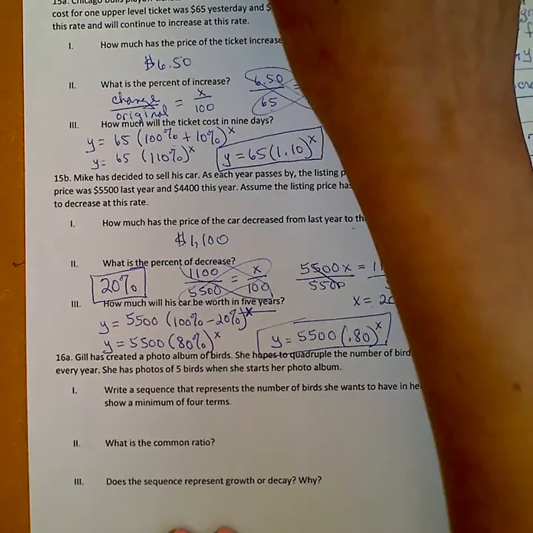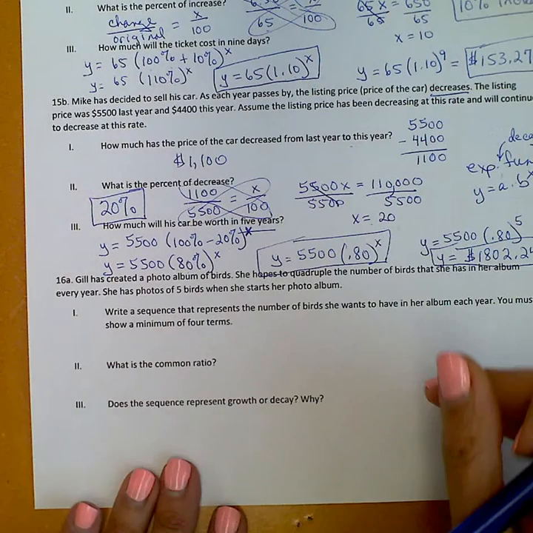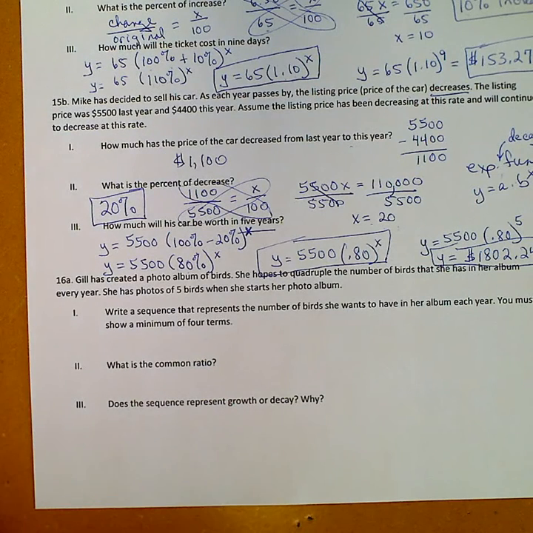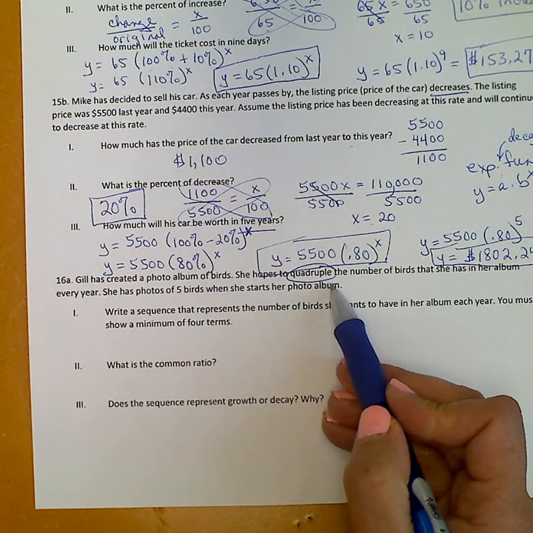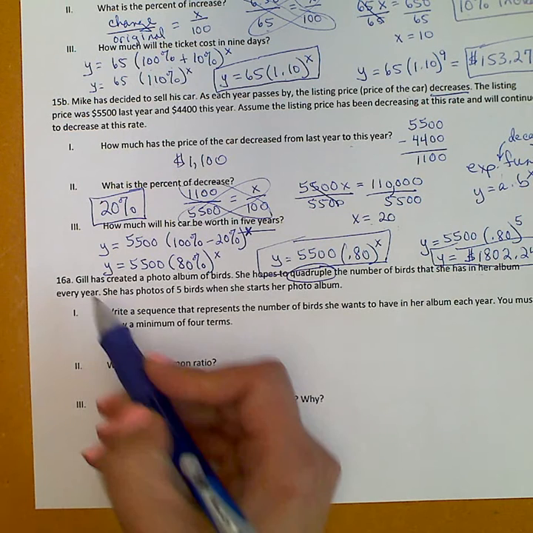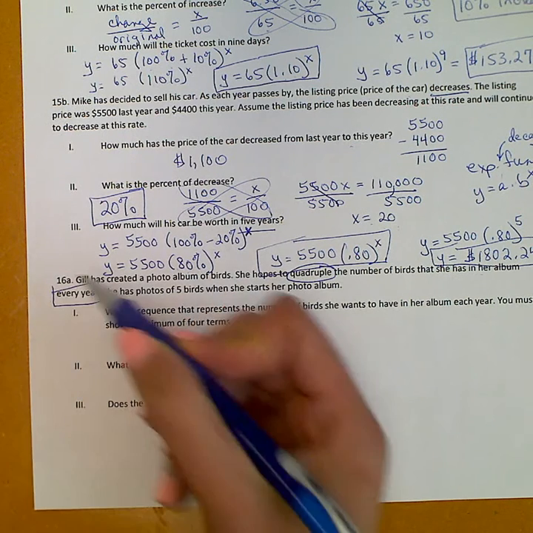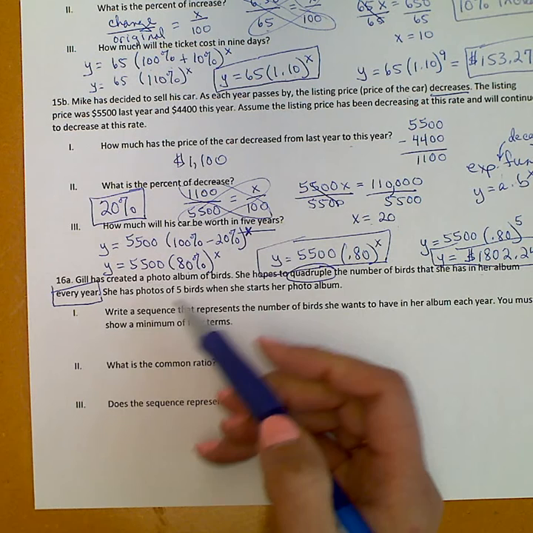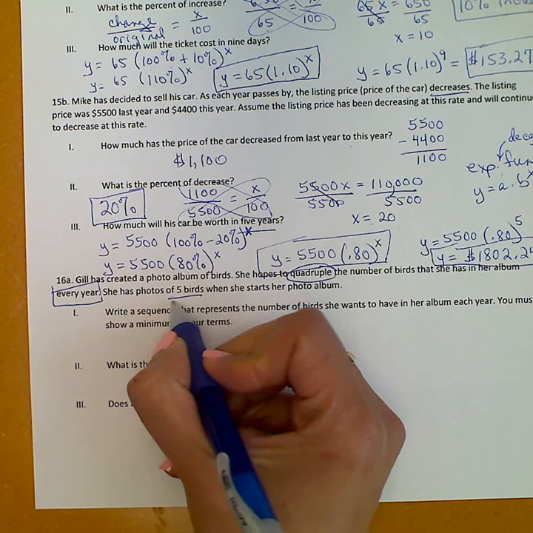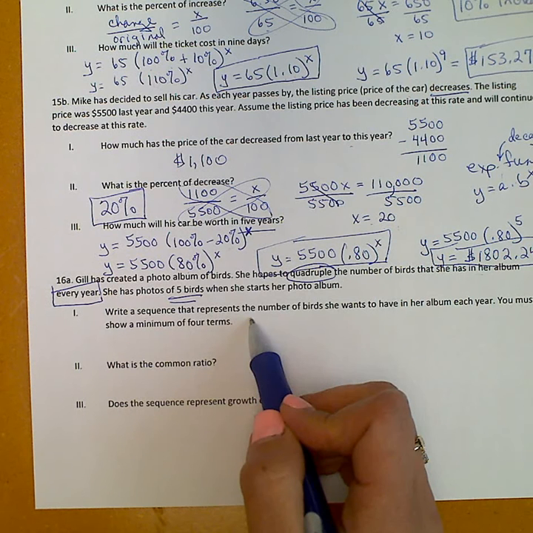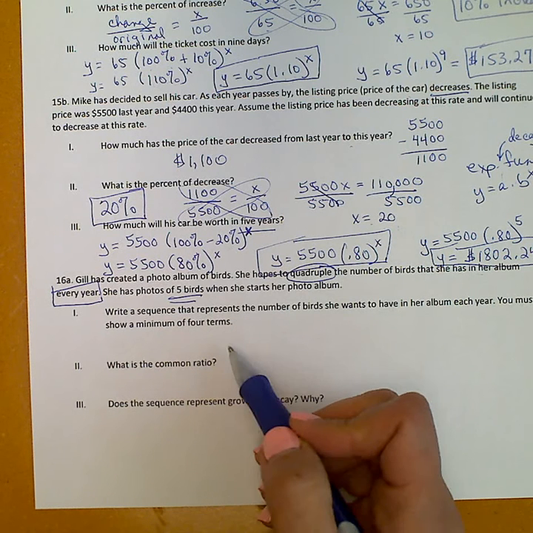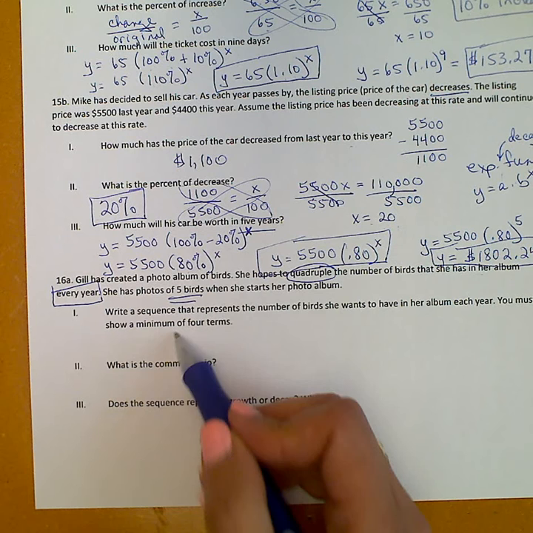Gail has created a photo album of birds. She hopes to quadruple, so I'm going to circle that. She hopes to quadruple the number of birds that she has in her album every year. I'm going to put a box around that. She has a photo of 5 birds when she starts her photo album. Write a sequence that represents the number of birds she wants to have in her album each year. You must show a minimum of 4 terms.